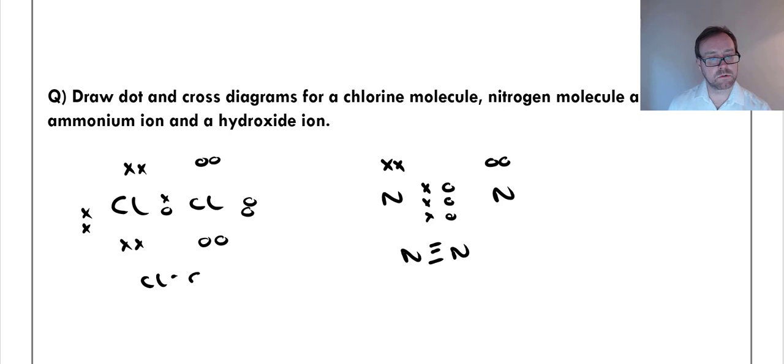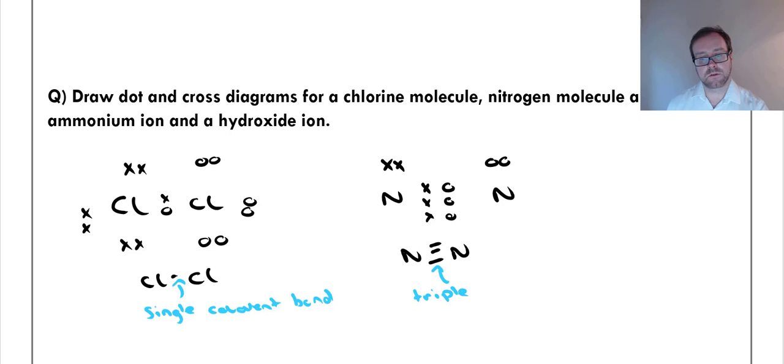Whereas chlorine forms this bond here. And as you're probably aware, one single line represents a single covalent bond, whereas a triple line represents a triple covalent bond.